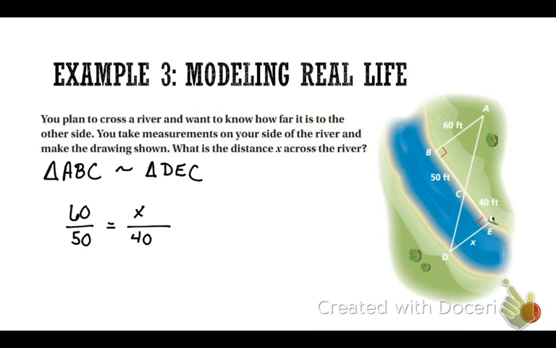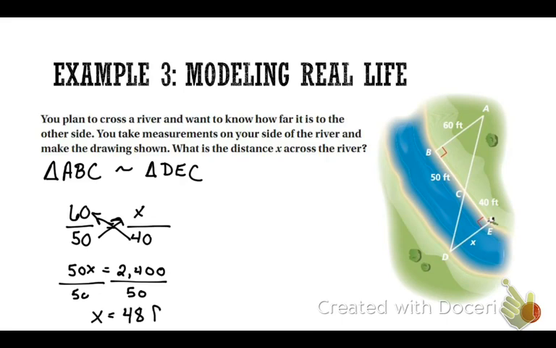Everybody clear now? Now we do our cross products. 50 times X and 60 times 40. And I get 50X equals 2,400. Okay, now how do I solve for X? Divide by 50. Okay, and X equals, what is my distance across the river? 48 feet.